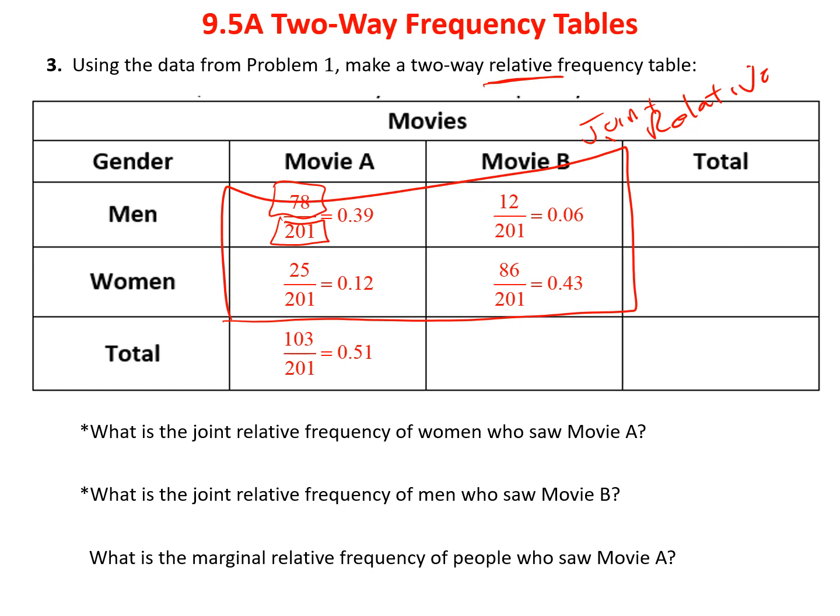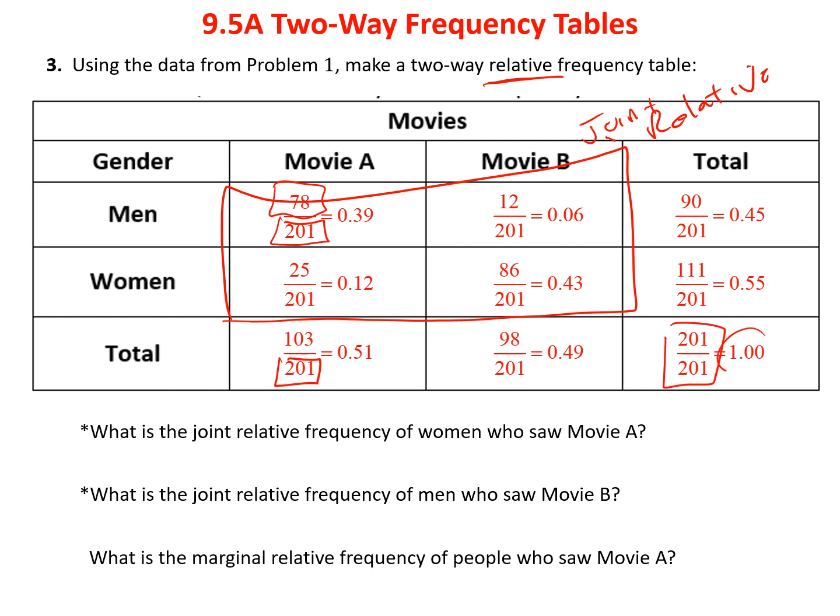So the total of men and women was 103. And again, the total divided by the grand total gives me 51%, or 51 hundredths, who preferred movie A. And for B, the same thing, 98 out of 201, 49%. And then we do it for men and women. And obviously, when we add them all up, 201 divided by 201 is 1, or 100%. Again, these down here are my marginal relative frequencies. It is simply the margin divided by the grand total.